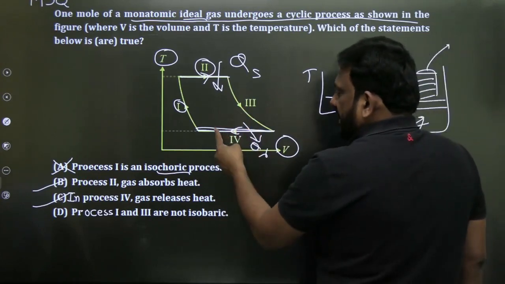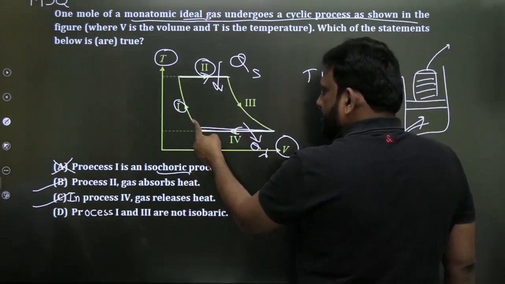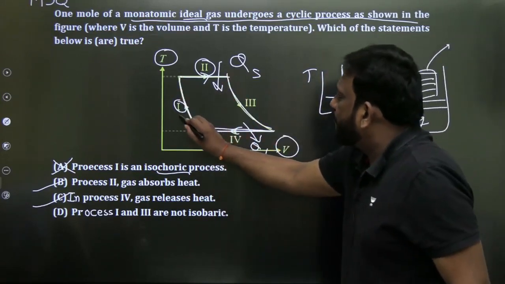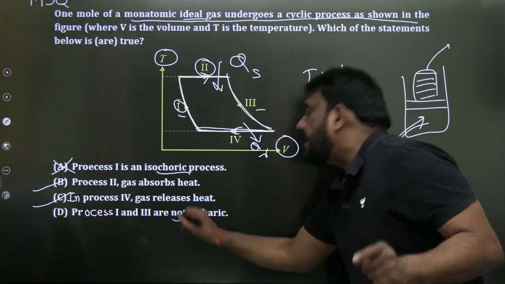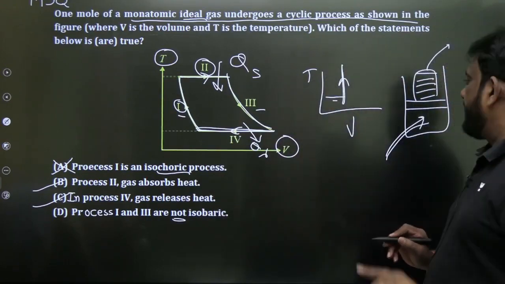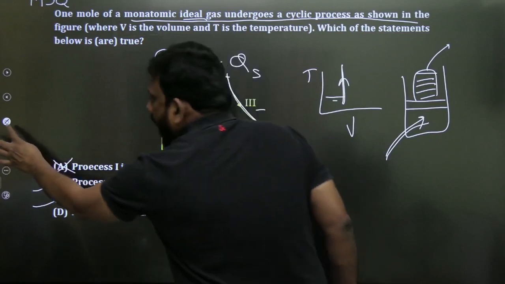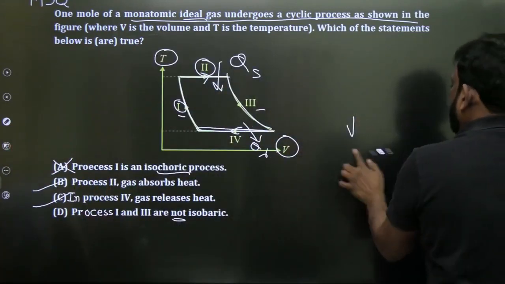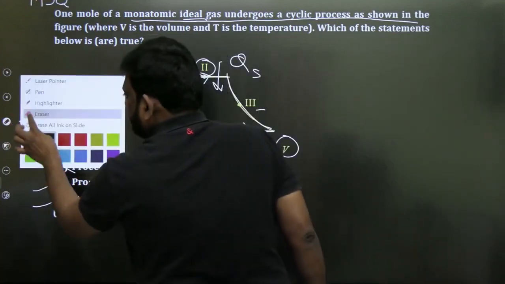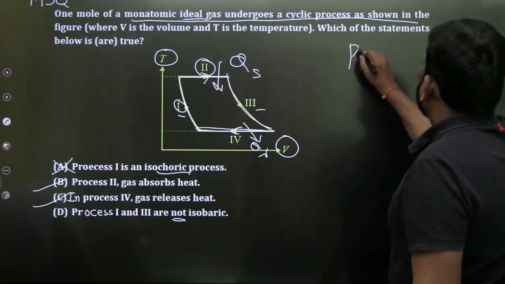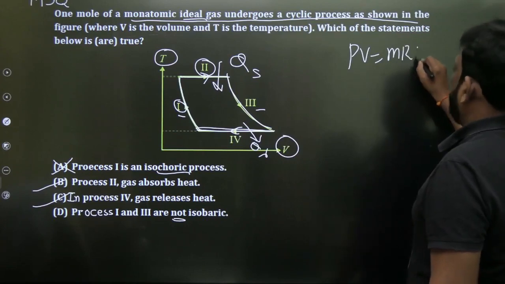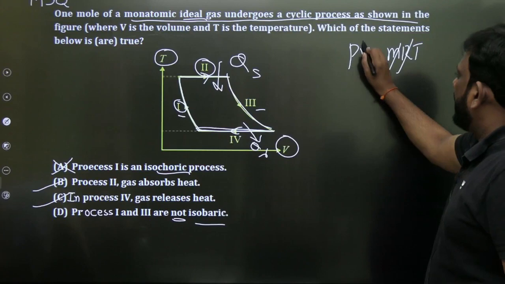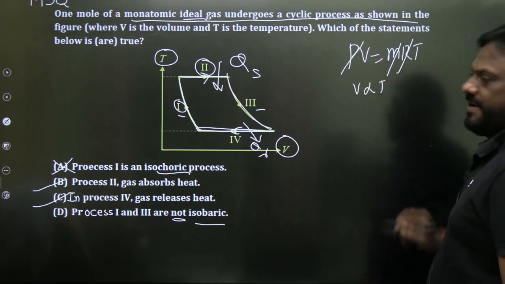Dekho, please listen carefully. He says 1 and 3. This is 1 and this is 3. What is the diagram? Let us see. He says 1 and 3 are not isobaric. Let's see, my dear students, how do we represent isobaric? Ek baar dekhna. Let's see how isobaric lines are represented on a TV diagram. Dekho, you know that PV is equal to MRT. For isobaric, M is constant, R is constant, pressure is constant, so volume is directly proportional to temperature.